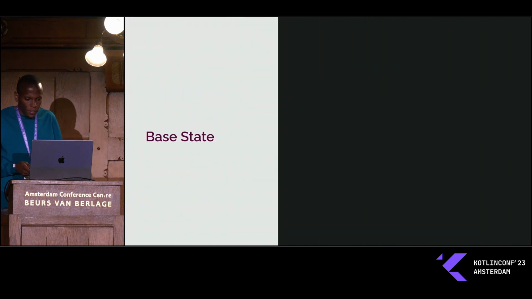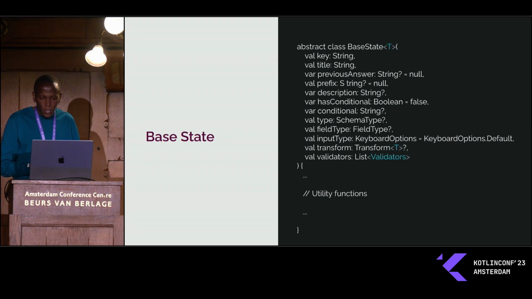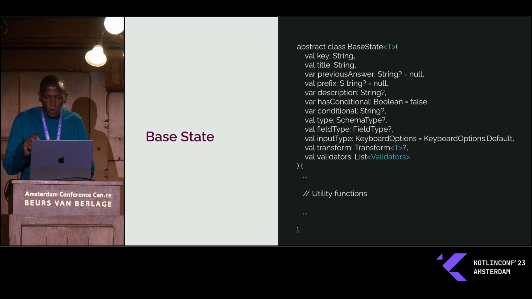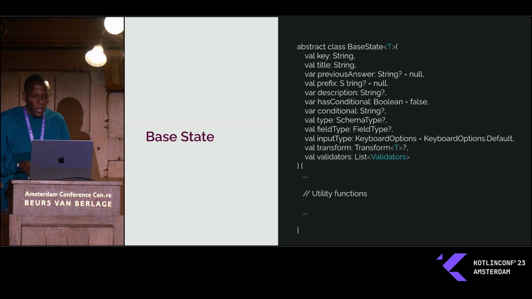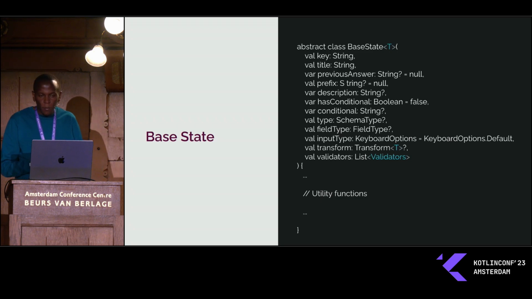Let's look at the base state. This is how the class looks. It has a number of parameters. The key, as I was explaining from the form, identifies the form. We also have a title, which is the title for that field or that question. We have a previous answer.